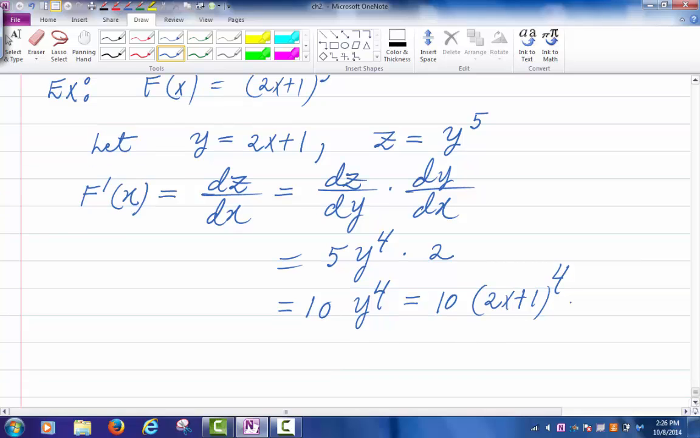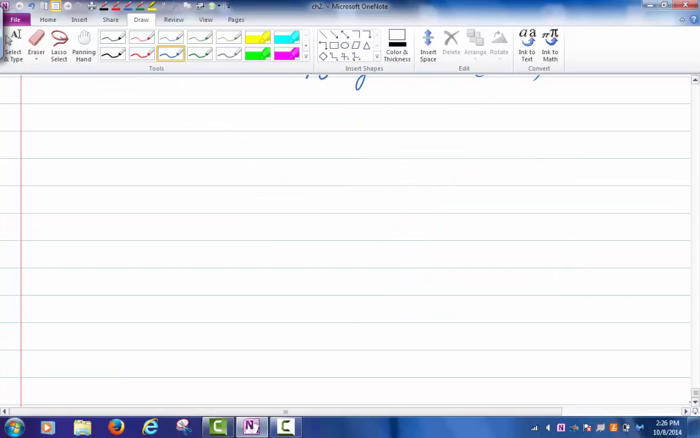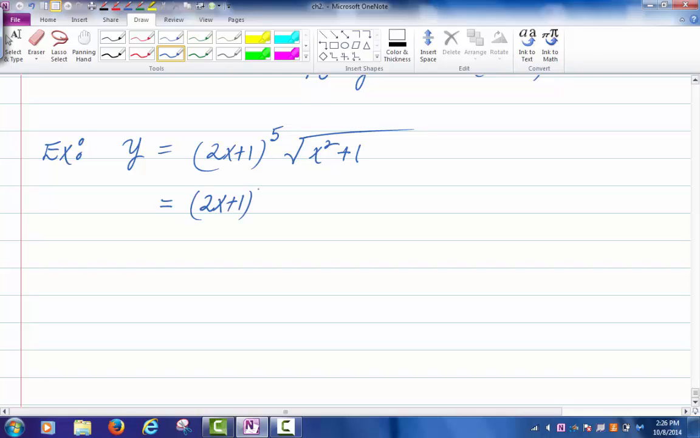So here's another example. I just wanted to show you how the second form of the chain rule could be used. Let's say you have a function which is (2x plus 1) to the 5 times the root of x squared plus 1, and you need to find the derivative. First of all, I am going to write this as (x squared plus 1) to the half here.